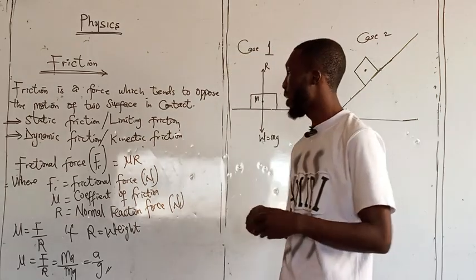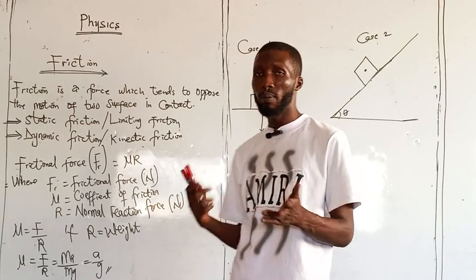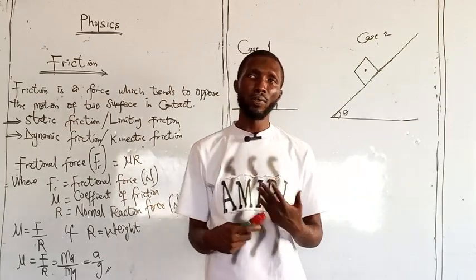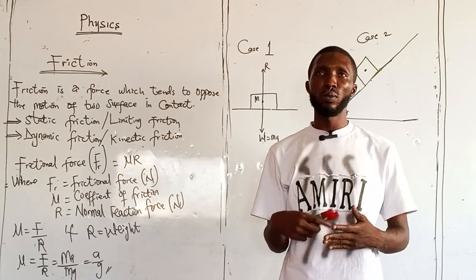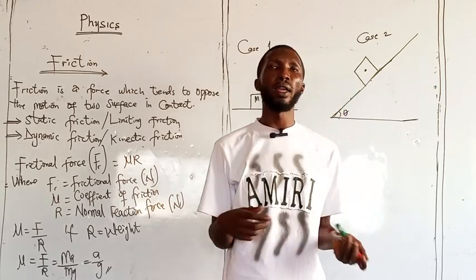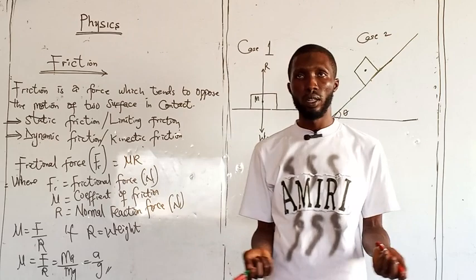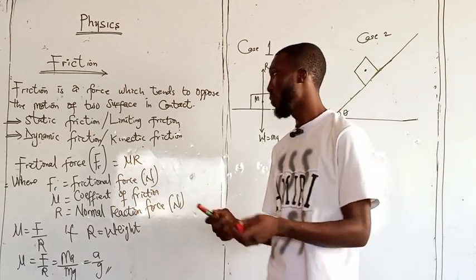And we have the second one, which is the dynamic friction or kinetic friction. The dynamic or kinetic friction is the frictional force that exists between two surfaces in contact but are in motion. For instance, a moving car, a moving vehicle, and what have you.